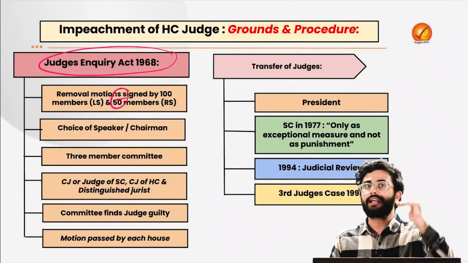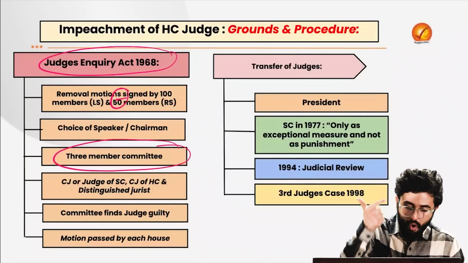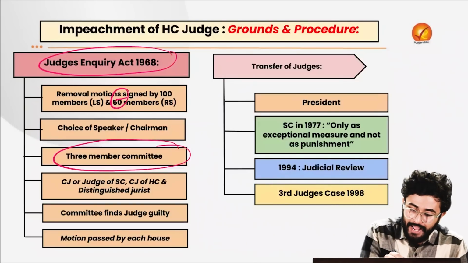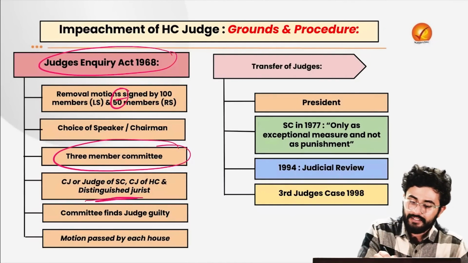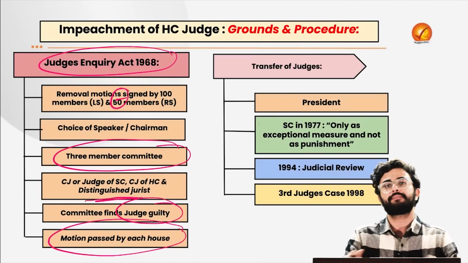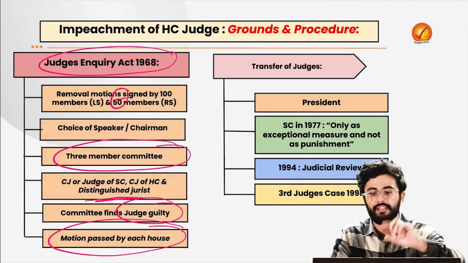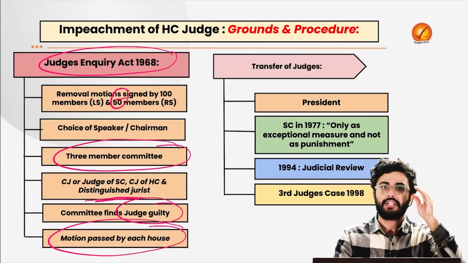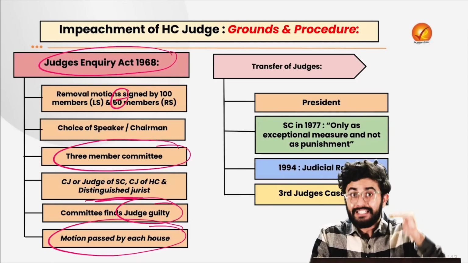Now it is completely the choice of the Speaker or the Chairman to accept or reject this removal motion. If it is accepted, then a 3-member committee will be formed, which consists of a Chief Justice or Judge of the Supreme Court, a Chief Justice of a High Court and a distinguished jurist. Now, if this committee finds that the judge is guilty, then the removal motion shall have to be passed by each house with the majority which we have discussed, presented to the President, and then the President can give assent or not. The idea is, this is the removal or the impeachment of the judge. Remember that till now, no High Court judge has been impeached in our country's history.